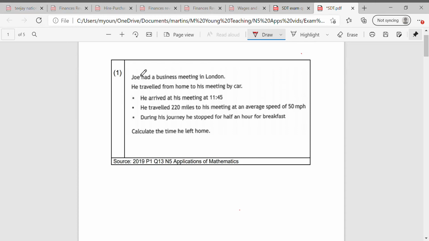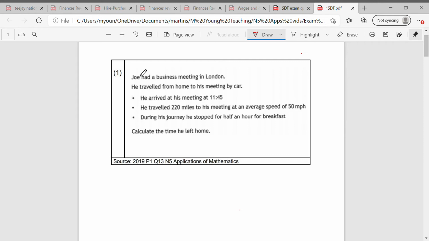So question number 1 says that Joe had a business meeting in London. He travelled from home to his meeting by car. He arrived at the meeting at 11:45. He travelled 220 miles to his meeting at an average speed of 50 miles per hour, and during the journey stopped for half an hour for a breakfast. Calculate the time he left home.